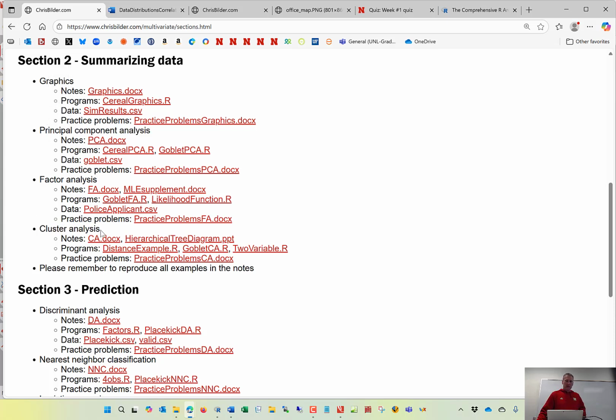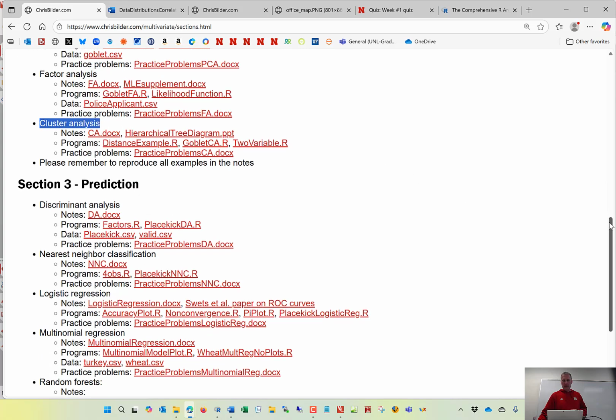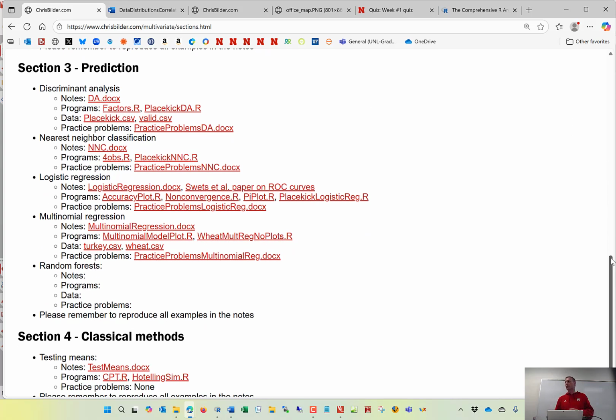Then we talk about cluster analysis, which changes things a little bit. It says, okay, we have all these observations where we have multiple variables associated with each of these observations. Maybe we could try to, let's say, find some observations that are similar to one another and categorize them. That's what we do with cluster analysis. And we'll look at a variety of different ways to do cluster analysis. And our last main section is simply prediction.